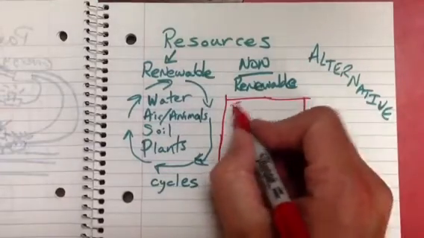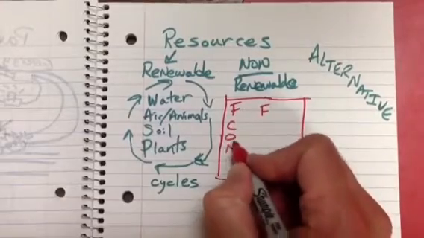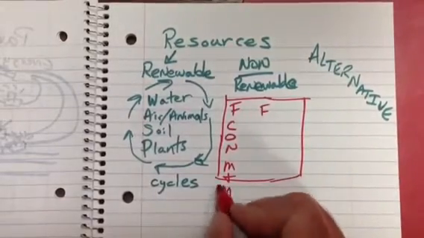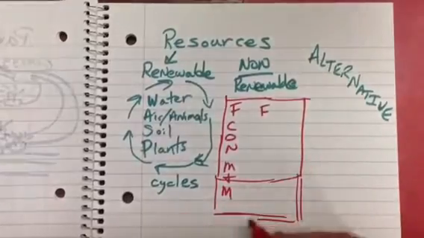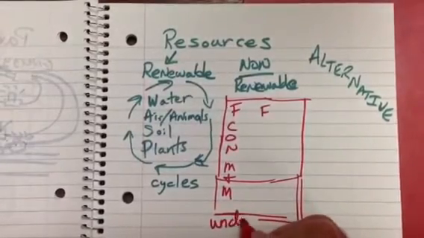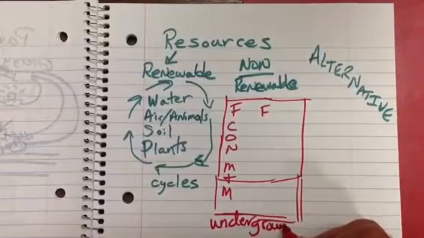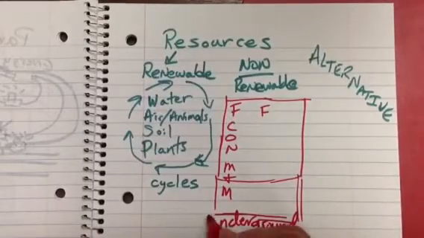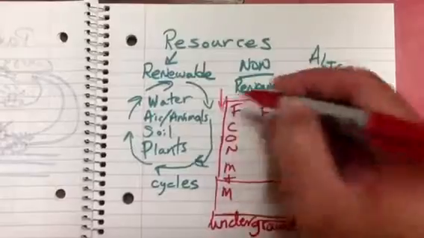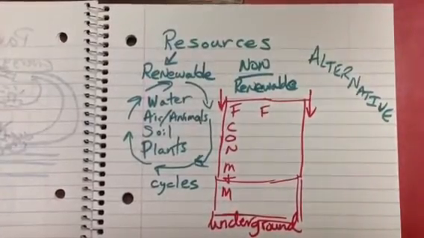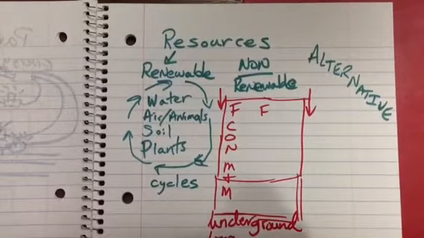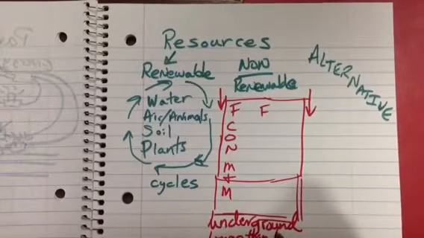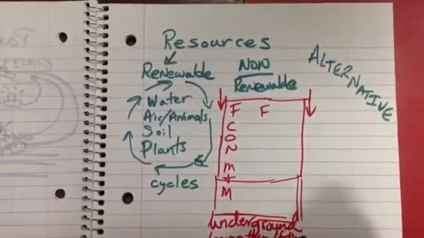The non-renewables are FF, Con, M, and M. Oops, a little bit bigger box. FF, Con, M, and M. All of the non-renewables come from underground. We have to mine them out, dig them out, pump them out, but they're all deep under the ground. They don't go in cycles, and even though the Earth is making more, it takes longer than a lifetime before we have more ready.